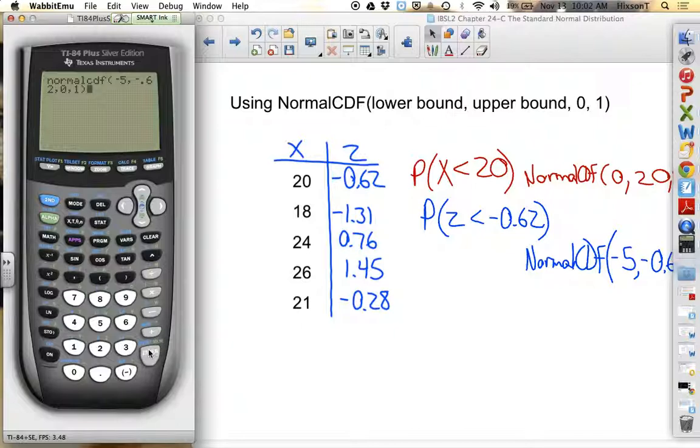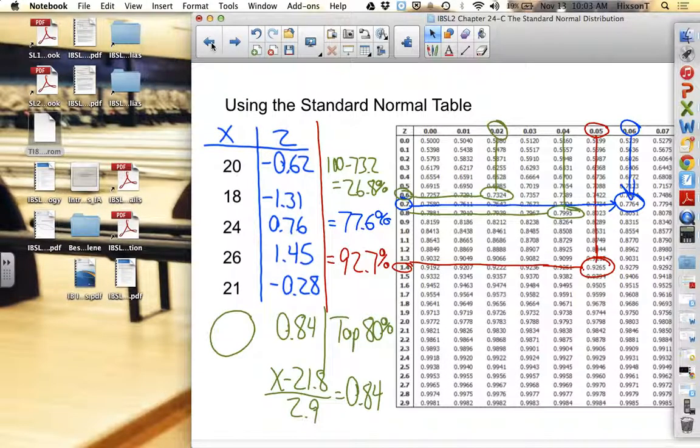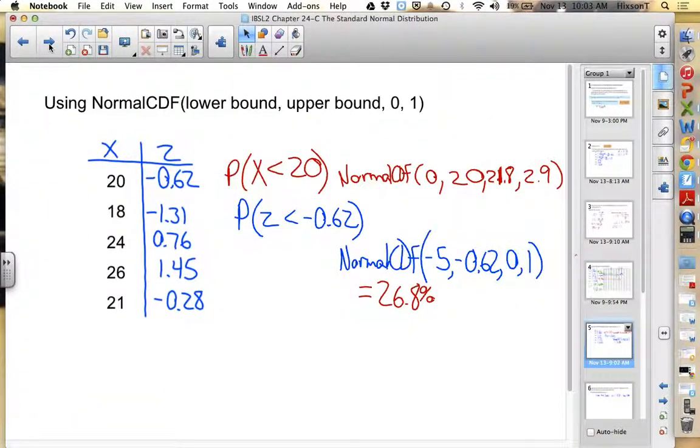Okay? And we get 0.268. All right, so 26.8%, which, if you look back, is what we got from our table as well. Okay, but we can use our calculator instead of the table. All right. Does anyone have any questions about how we did that?